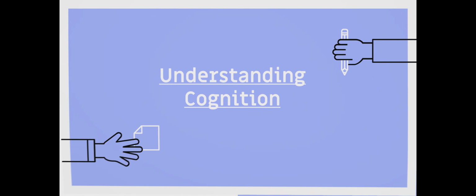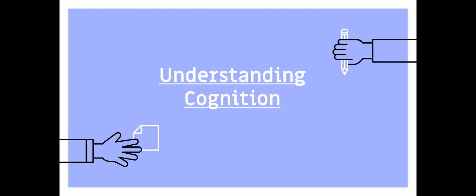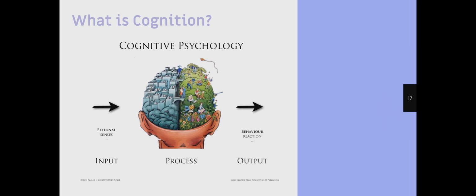The second approach we use to improve our interaction design process is understanding cognition, which means understanding how the user interacts with their product. What is cognition? Cognition is the mental action or process of acquiring knowledge and understanding through thought, experience, and senses.